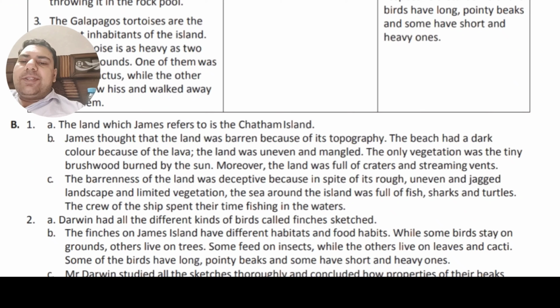So in spite of its rough and uneven and jagged landscape and limited vegetation, the sea around the island was full of fish, sharks, and turtles. The crew of the ship spent their time fishing in the waters.